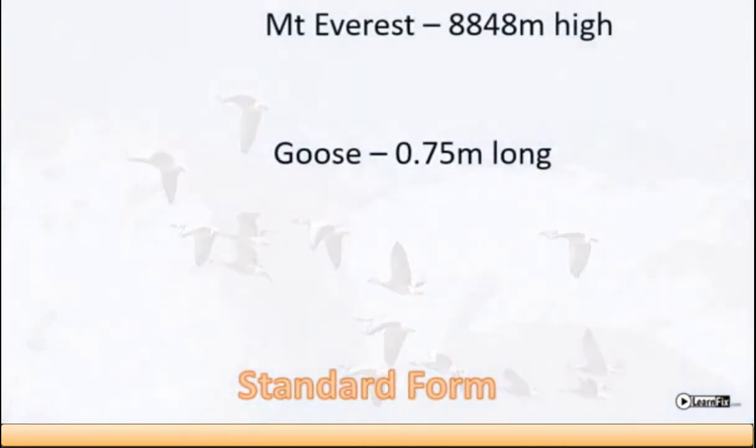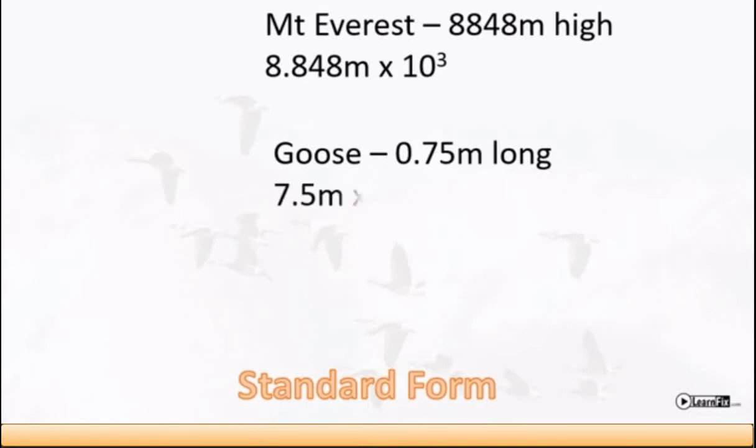8,848 meters is 8.848 times 10 to the third meters in standard form. 0.75 meters is 7.5 times 10 to the minus 1 meters in standard form. This may not seem easier, but when you get used to using it, it really is.